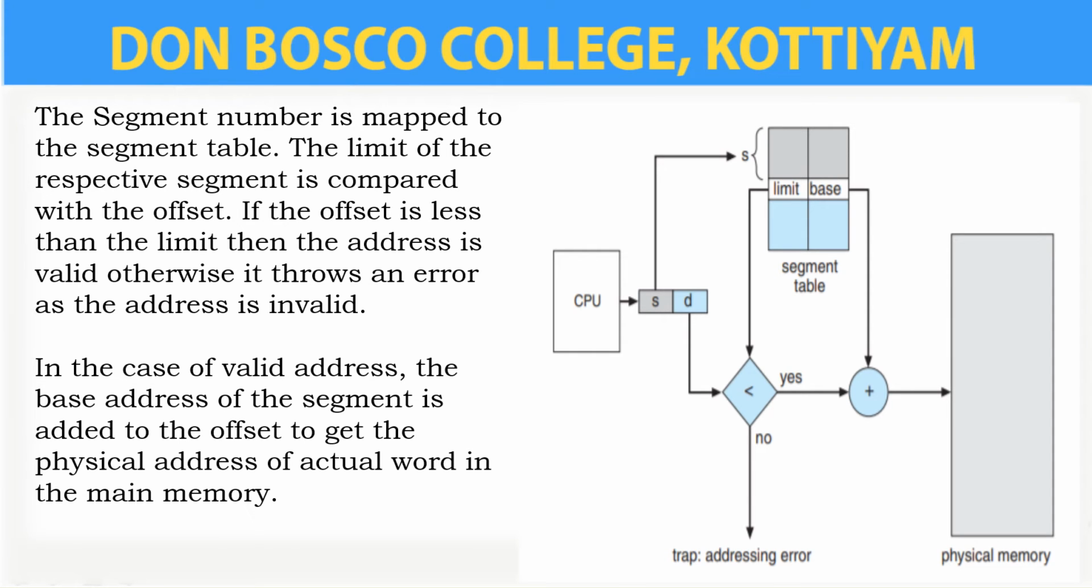I explained what the base address and the limit are. For example, if the segment starts from 100, then the base address will be 100, and if the segment ends at 350, then the limit will be 350 minus 100, that is 250. The limit is the length of the segment.